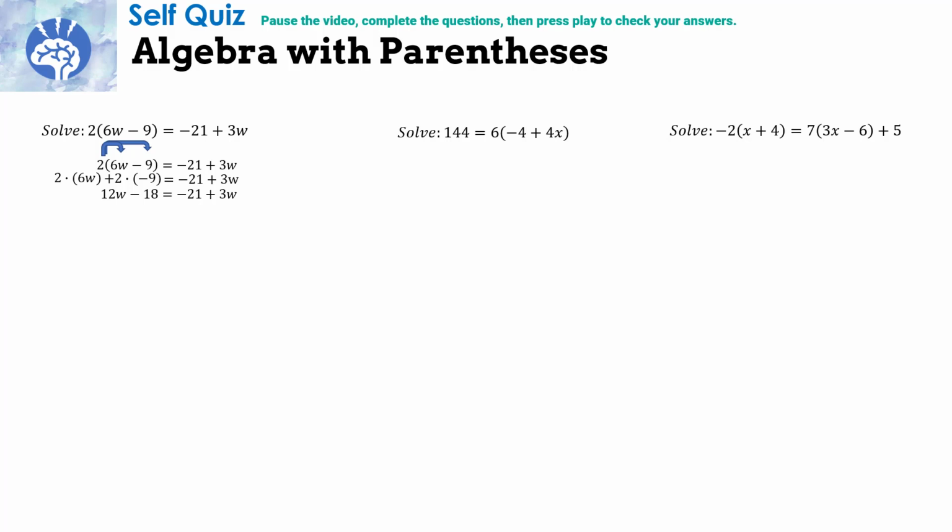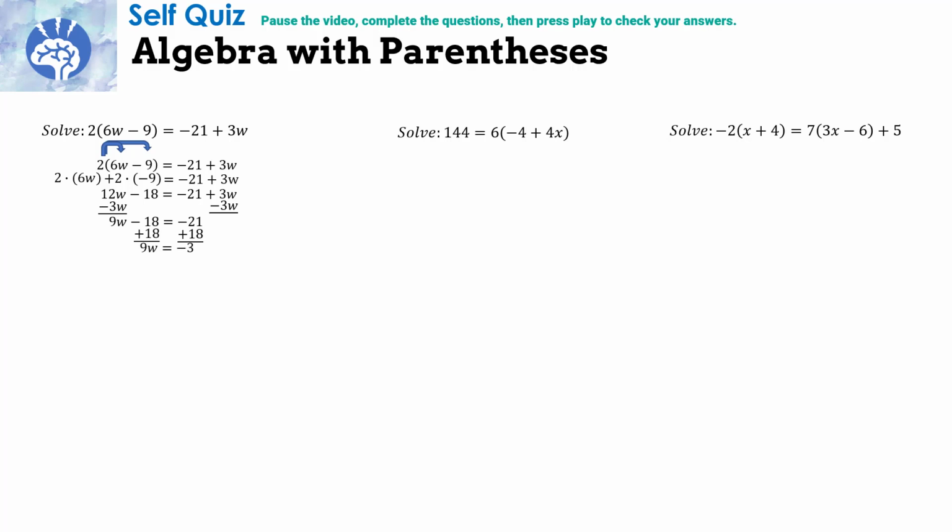Now we want to get all the w's on one side of the equation and everything else on the other. I see positive 3w. Now the opposite of adding 3w is subtracting 3w. When I subtract 3w from both sides, I end up with 9w minus 18 equals negative 21. Now I need to get 9w by itself. I have minus 18. What's the opposite of subtracting 18? Yes, adding 18. So I'm going to add 18 to both sides of the equal sign.